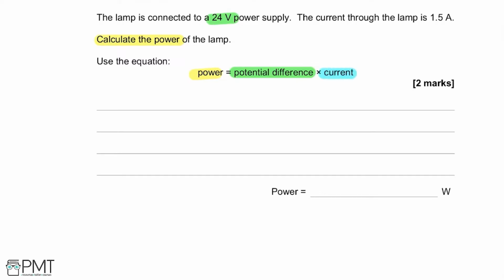And we need to multiply that by the current. So the current is 1.5 amps. So all we need to do now is substitute those values in. So P, or power, equals potential difference 24 multiplied by current 1.5. And putting that into your calculator or just doing it in your head gives you 36. We're given the units in the question, so you can just write 36 into the answer box.